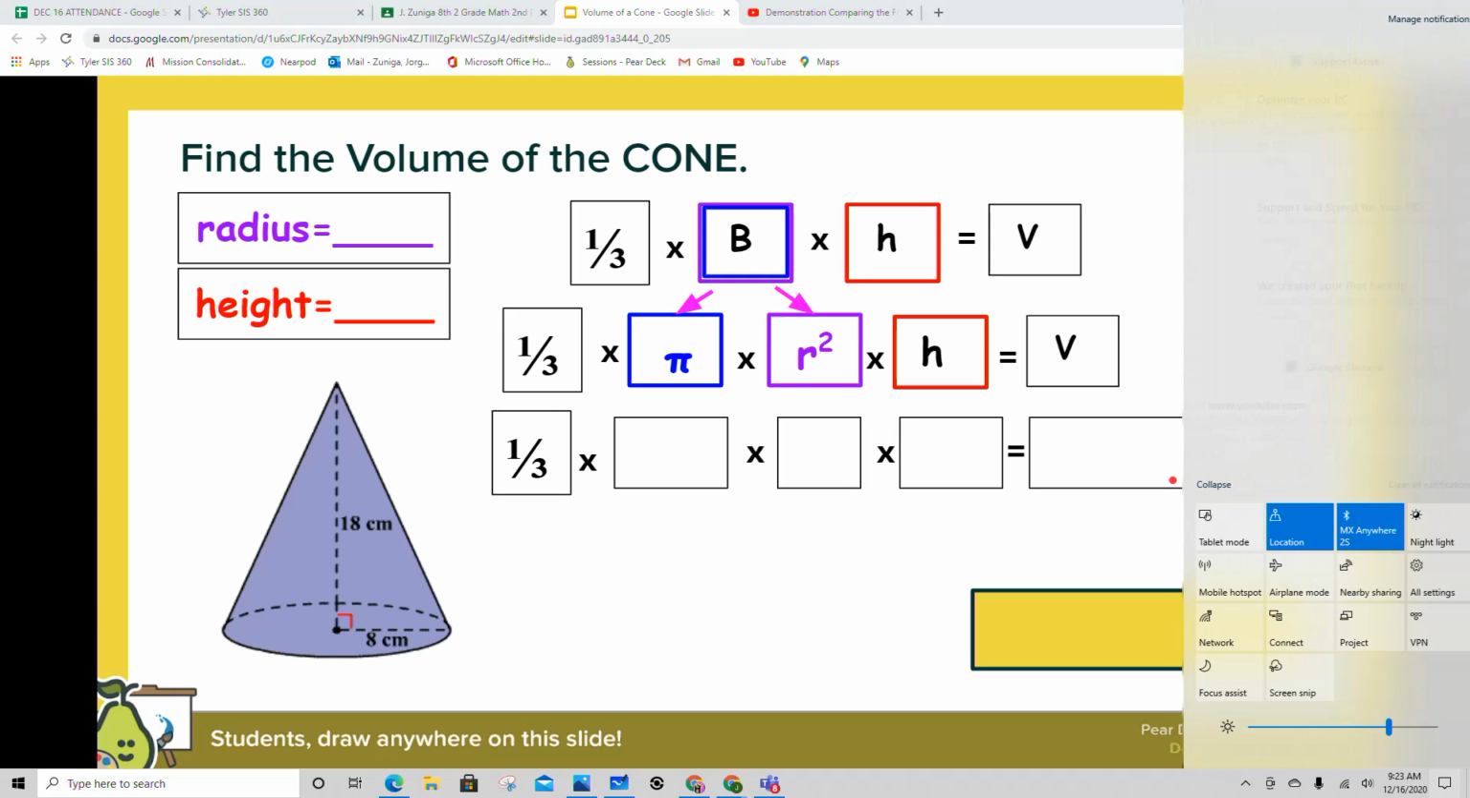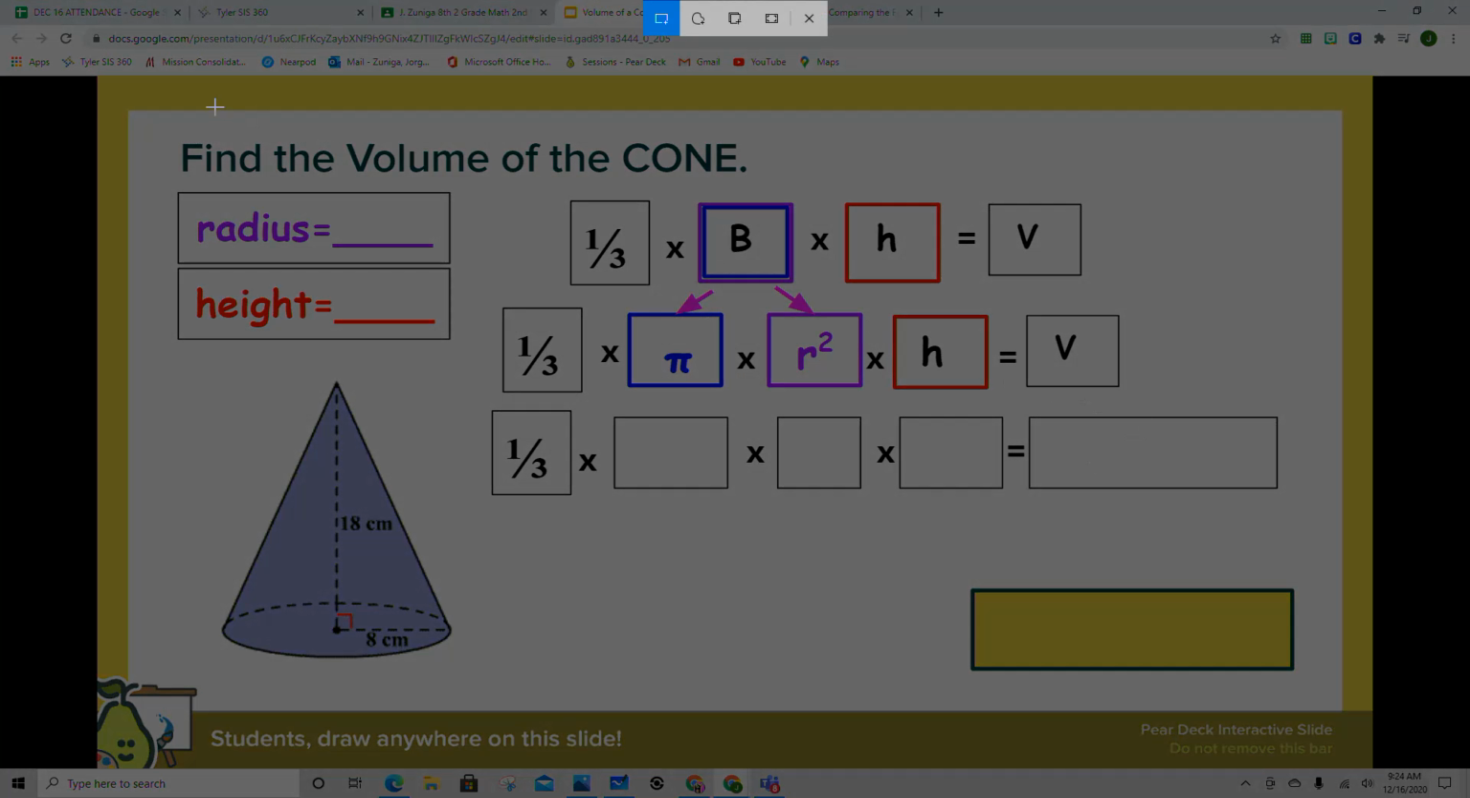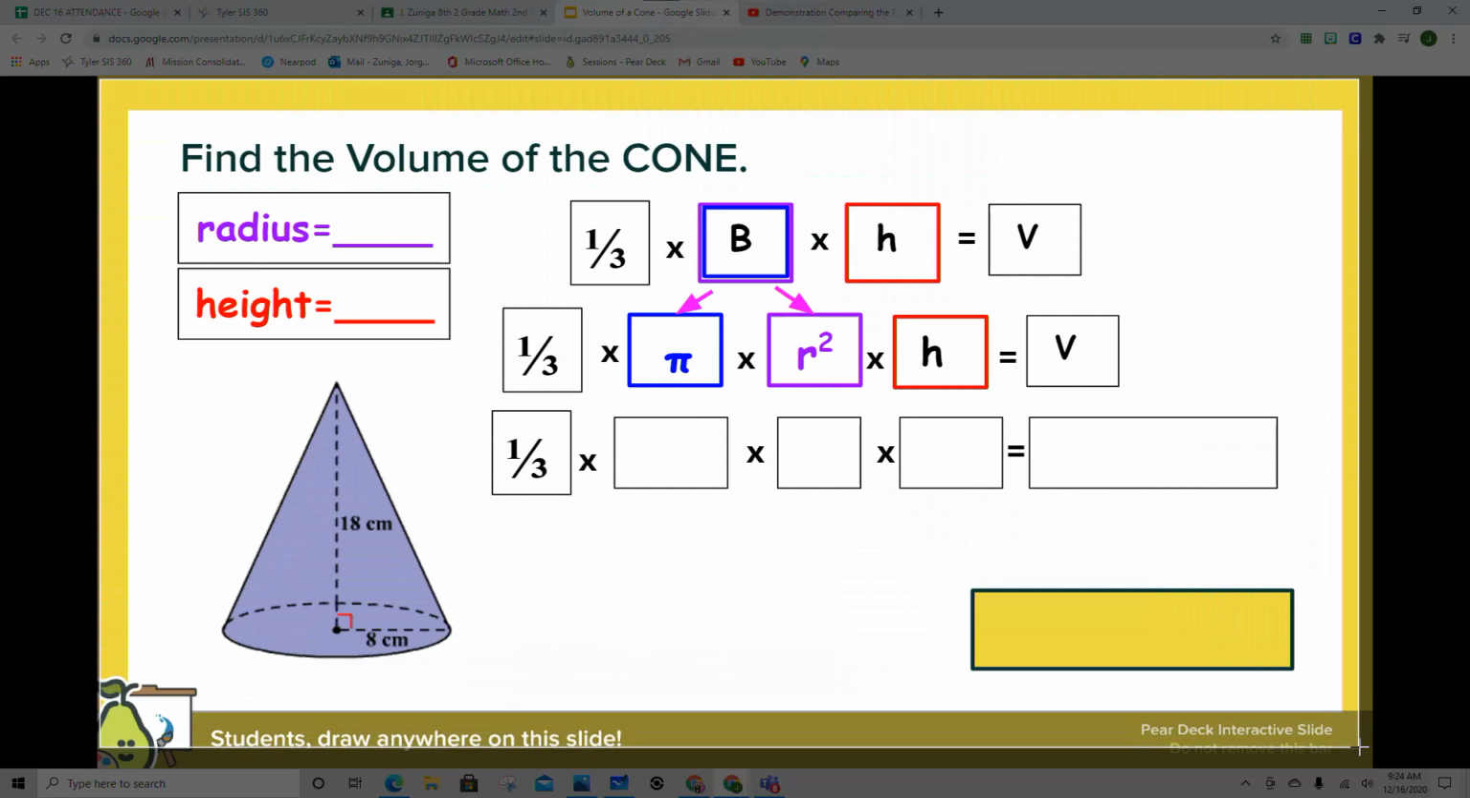Solve a cone in this video. So let me go ahead and take a screenshot so we can get started here.